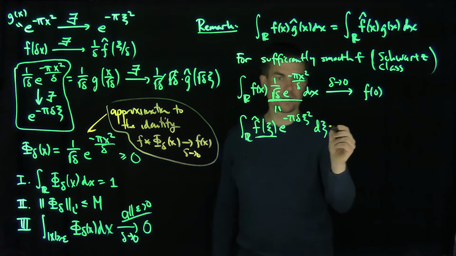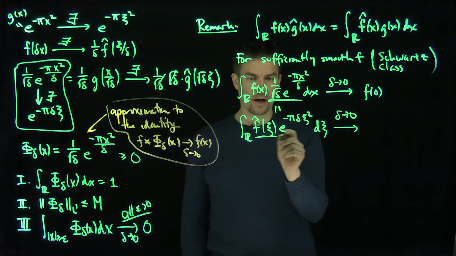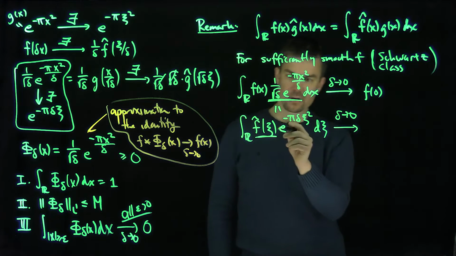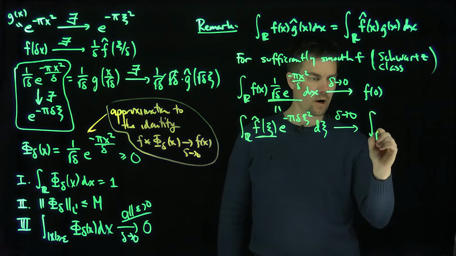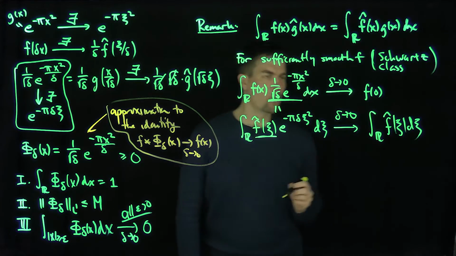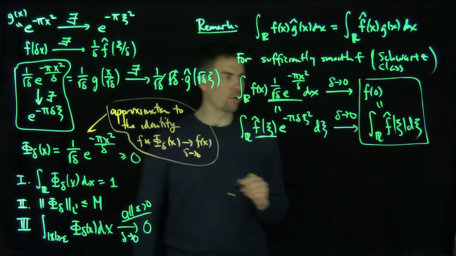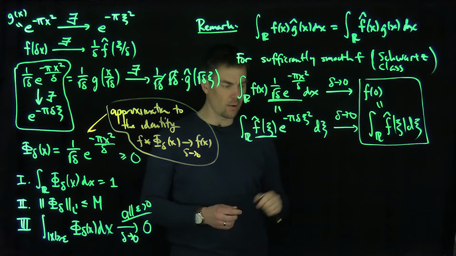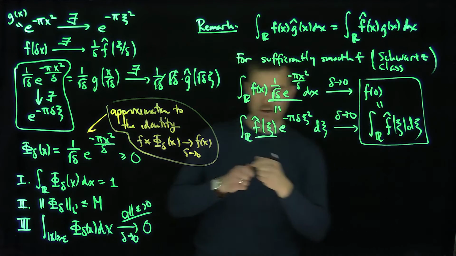And now what happens as delta goes to 0 over here? Since f is integrable, I can pass the limit into the integral over here, and this becomes just the integral over R of f hat dxi, right? So in other words, what we've just shown is that f of 0 is equal to the integral over R of the Fourier transform. Excellent, that's one thing we need to know. And now what we're going to do is construct an auxiliary function. So here's the auxiliary function we're going to construct.